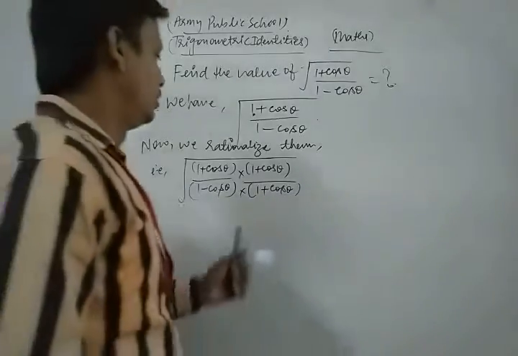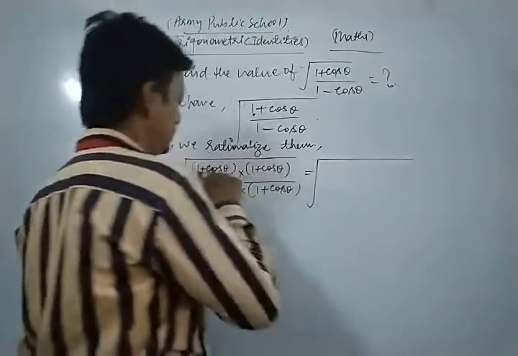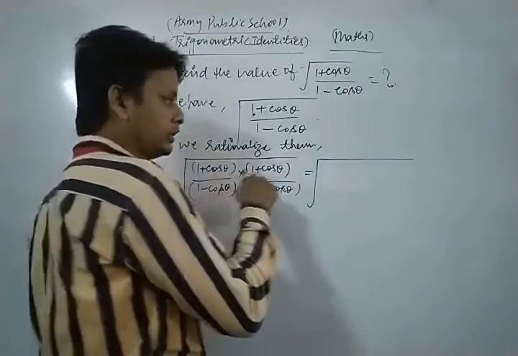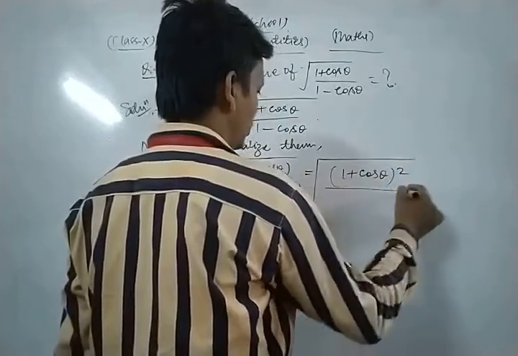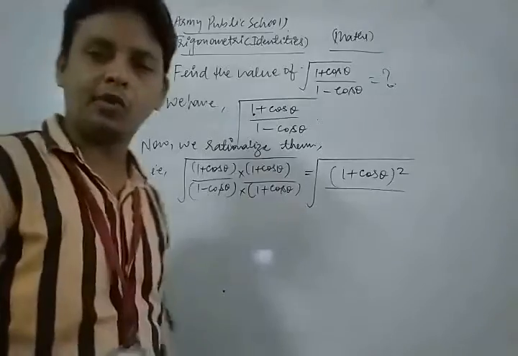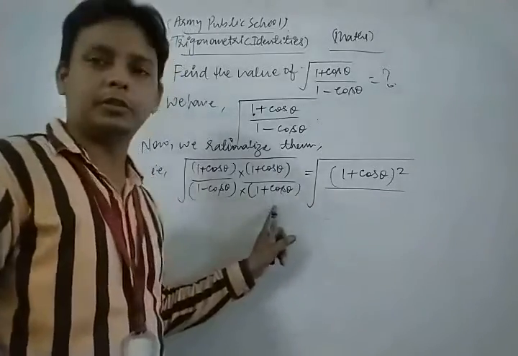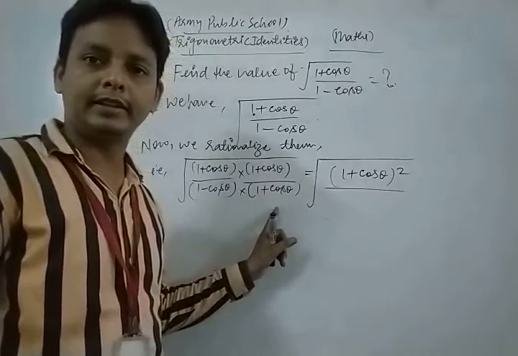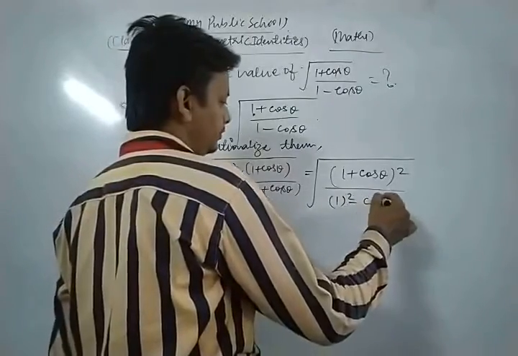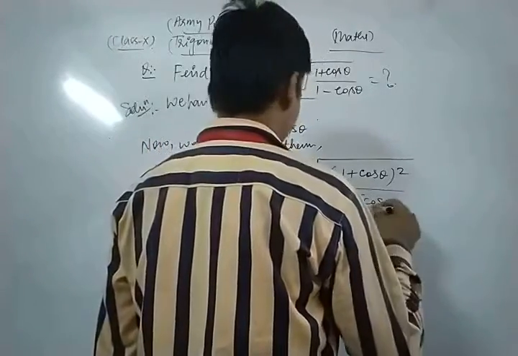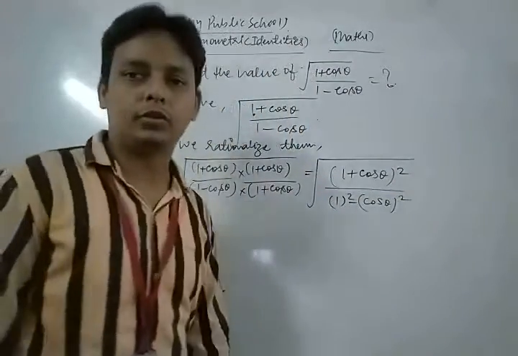Now we simplify them. In the square root, the numerator is 1 plus cos theta times 1 plus cos theta, so we can write (1 plus cos theta) whole square upon (a minus b) into (a plus b). This is the form of an identity, so we can write a square minus b square, meaning 1 square minus b square. The value of b is cos theta.